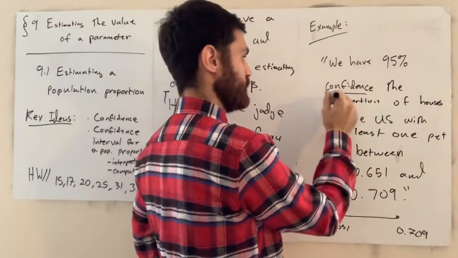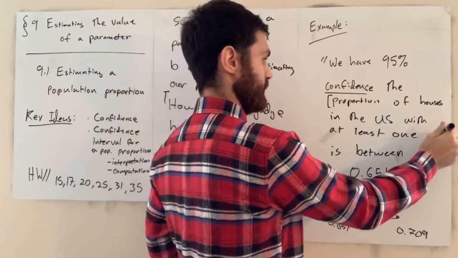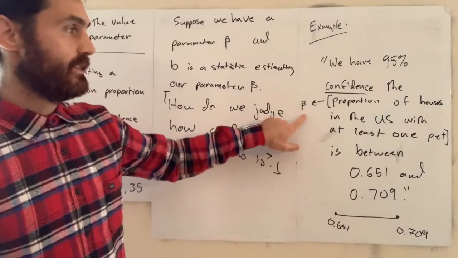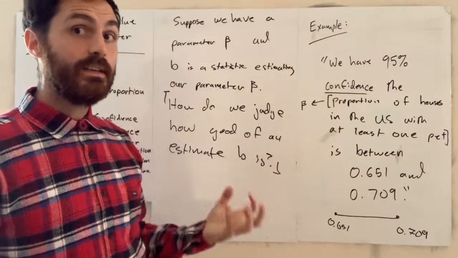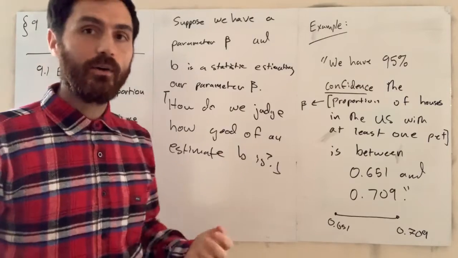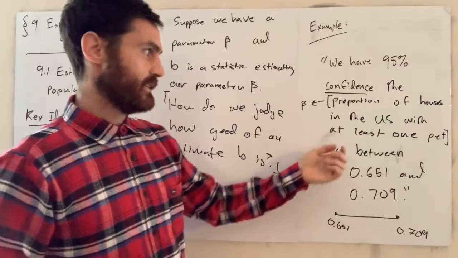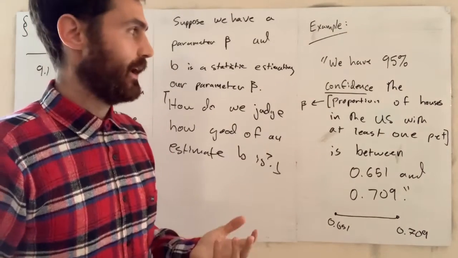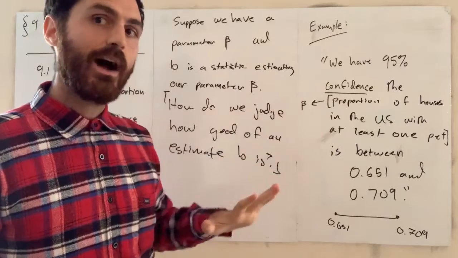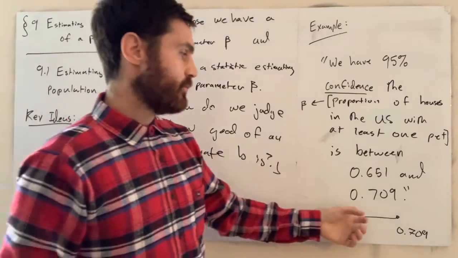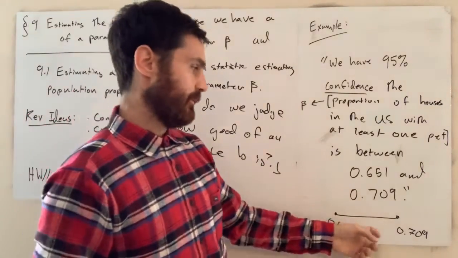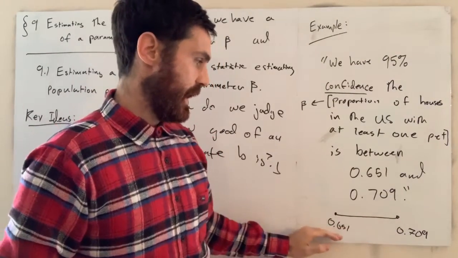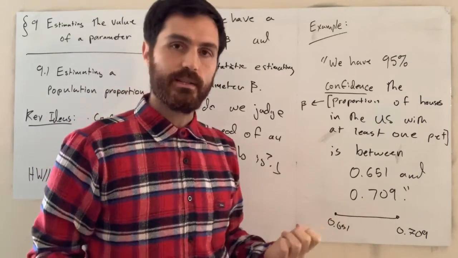now keep in mind the proportion of houses in the US with at least one pet, this is your beta. This is your parameter. This is some number. And you could figure it out if you asked everyone in the United States, or at least you interviewed one person from each house, is there a pet there? So this exists. It's out there, but it's unknown. And what we're saying is we have this certain level of confidence, whatever that means, that it lives in between these numbers. So somewhere in this interval.